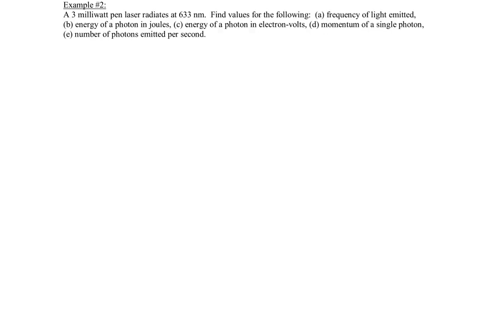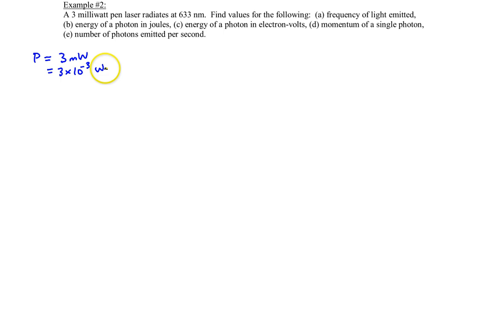Okay, welcome to example number 2. Very similar to the last question, except there's a few things added here where we're going to talk about the photon rate at which photons are emitted per second. We have a typical laser pen that has a power of 3 milliwatts. Hopefully you realize that's the power, which we'll probably want to convert into watts. So that's 3 times 10 to the power of negative 3 watts.